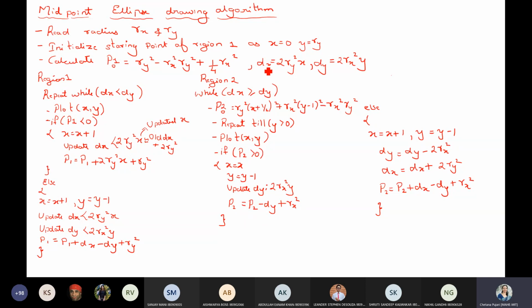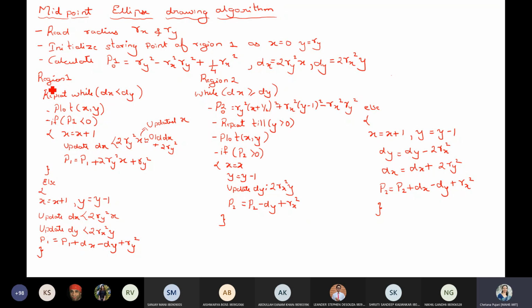So next you are going to take dx and dy. I hope you remember dx and dy, the slope of the curve we just calculated. In order to say it is equal to minus 1, you need to have dx equal to dy, and we have seen that dx is equal to 2 ry square x and dy is equal to 2 rx square y. Hence we take dx and dy because you want to know the stopping condition of region 1. What is the stopping condition? When dx is equal to dy, then you go to region 2. So that's why you need to calculate this at every point.